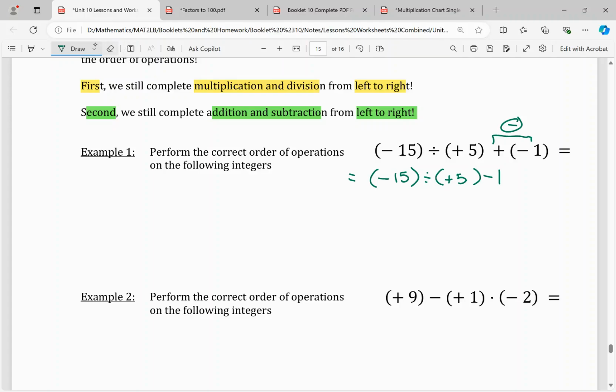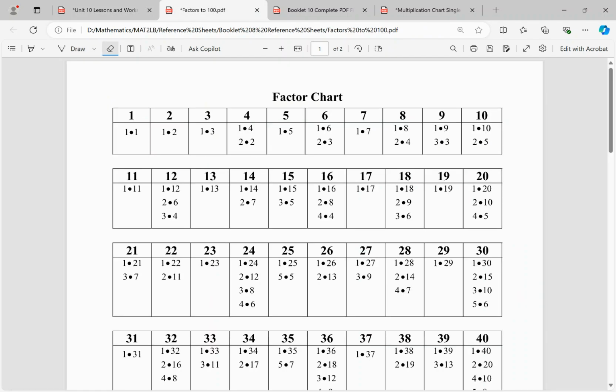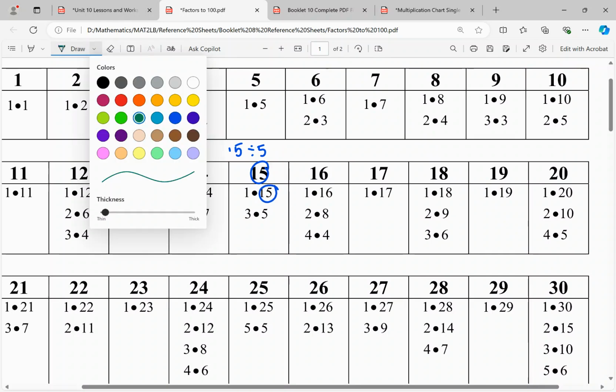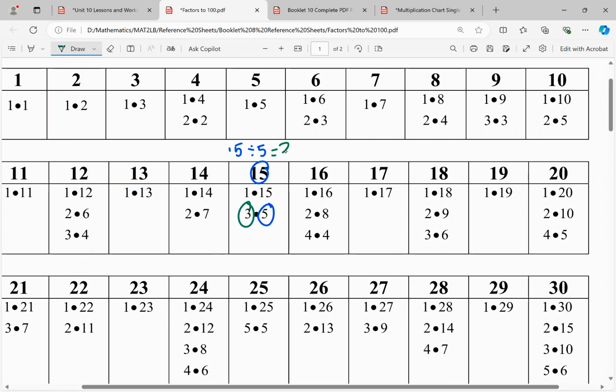Good. Now, step 2 is going to be, or rather step 1, as the note calls it, is going to be handling the multiplication and division. So we are going to calculate negative 15 divided by positive 5 first. Now remember that you have your factor chart to help you. You should be used to using this by now. 15 divided by 5 is going to equal, whoops, I circled the wrong one, sorry. 15 divided by 5 is going to equal 3.